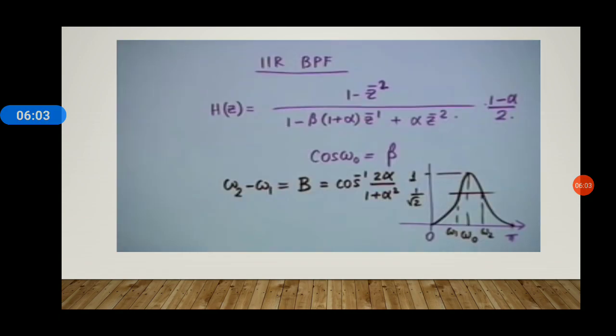Similarly, for a band pass filter, the simplest band pass filter that could be designed is the mentioned equation. As it is a band pass filter, we will have two cutoff frequencies as shown in the diagram, omega 1 and omega 2, and omega naught is the frequency for which the magnitude is highest, equal to 1. By calculation, we can show that cos omega naught is equal to beta, and omega 2 minus omega 1, which is the bandwidth, is equal to cos inverse of 2 alpha by 1 plus alpha square.